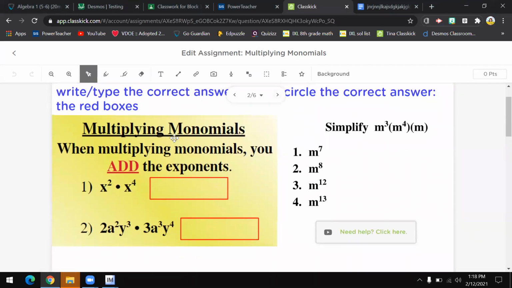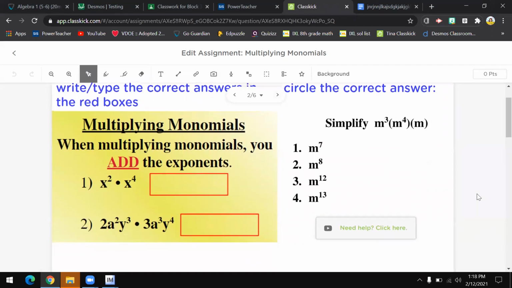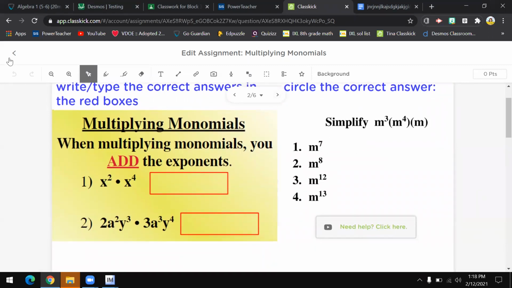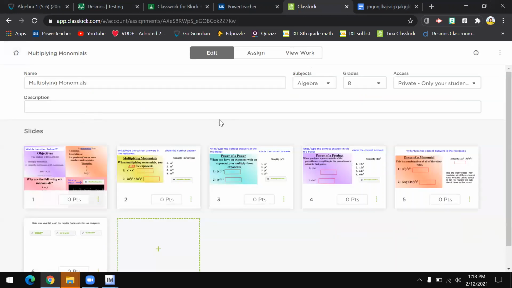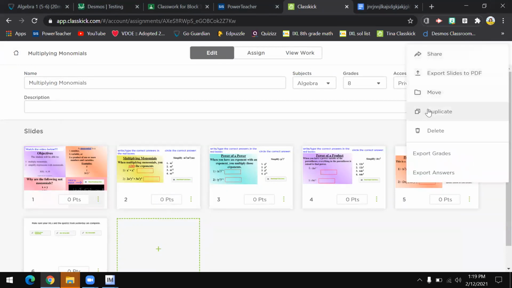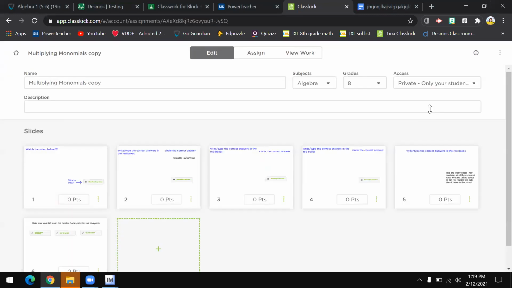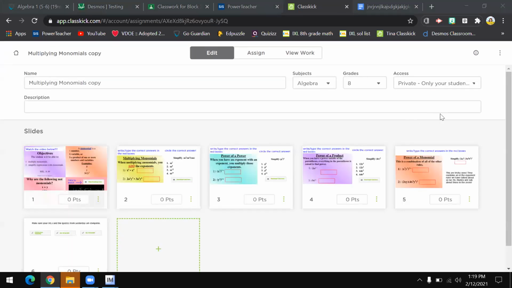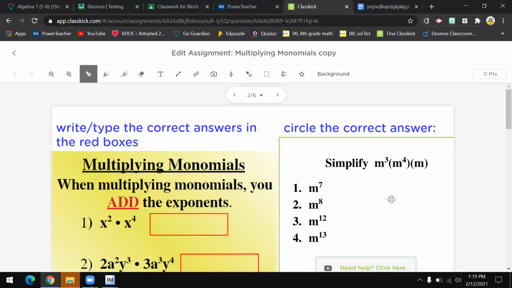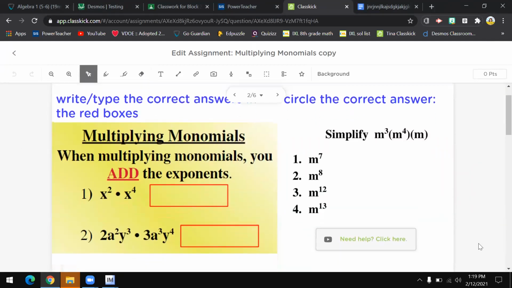So when we are multiplying monomials, and you know what, you guys, I better make a copy of this, otherwise it's going to be changing everybody's. Oh, goodness. Where's a little duplicate? Okay, here we go. Everybody like, oh, wow, look at me. I already got all these questions right. Okay, so here's this one.